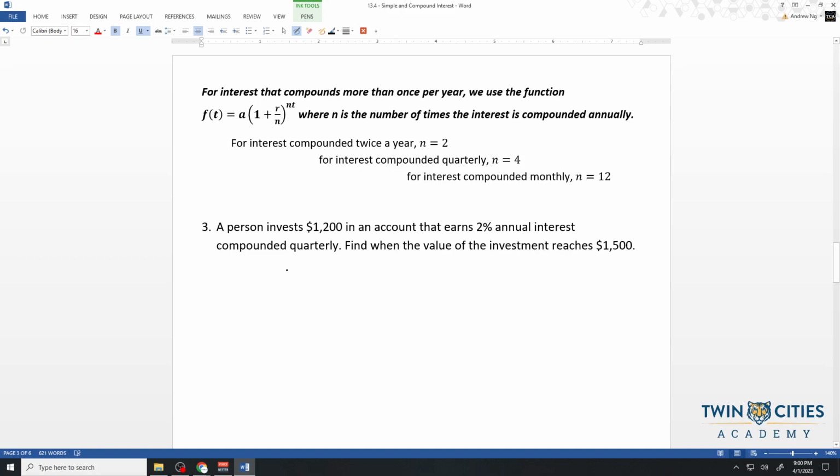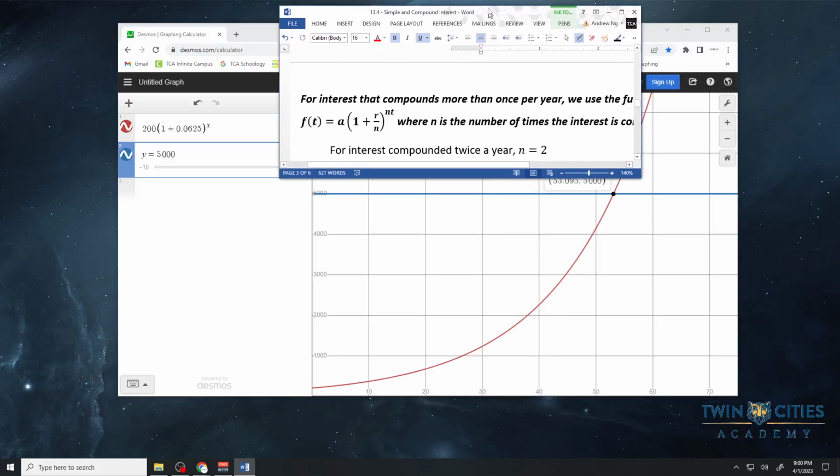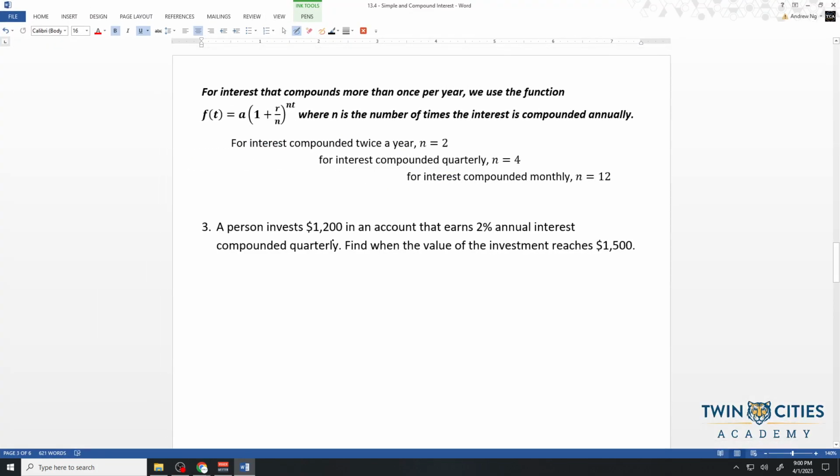So number 3, a person invests $1,200 in an account that earns 2% annual interest, compounded quarterly. So this part is important. N equals 4 because this is quarterly. Find when the value of the investment reaches $1,500. So there's a few things I need to find. I need to find A. So A is how much we start with. That's 1,200.